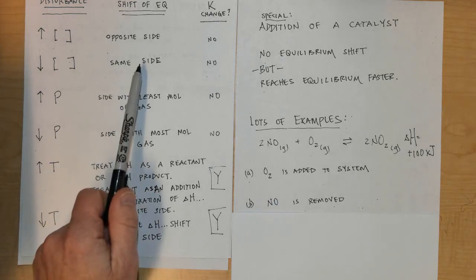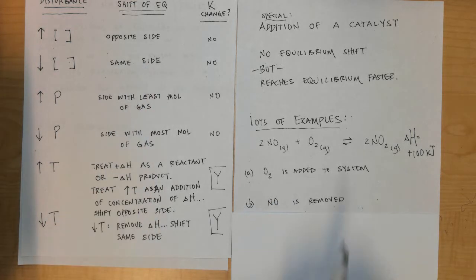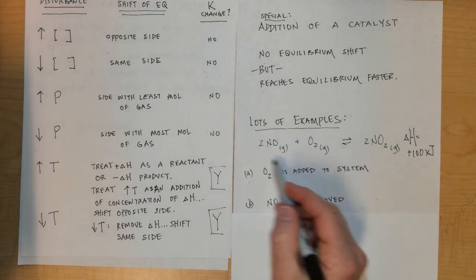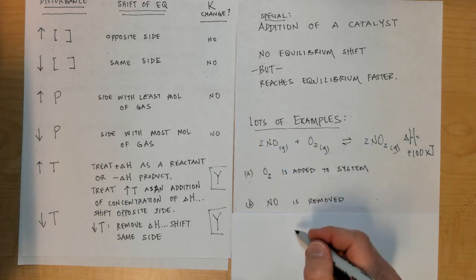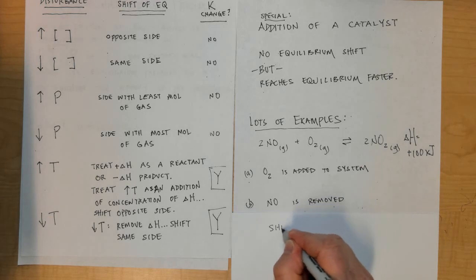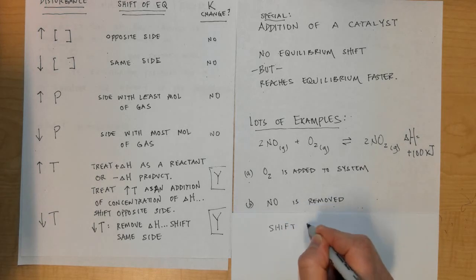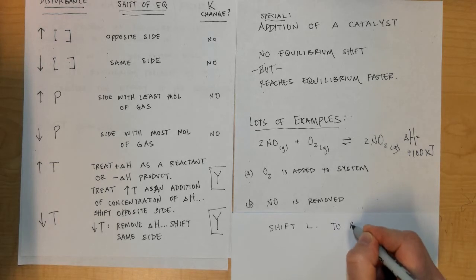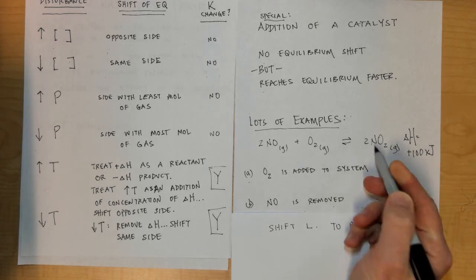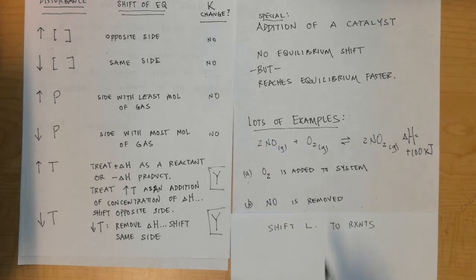Well, it shifts to the same side as where NO is. And so we'd say that there would be more of this stuff replaced. Maybe there'd be a decrease in NO2. And so we'd say that it would shift left, or shift towards the products. I'm sorry, shift towards the reactants. Shift towards this side of the reaction where the NO is, because we decrease the concentration of it.